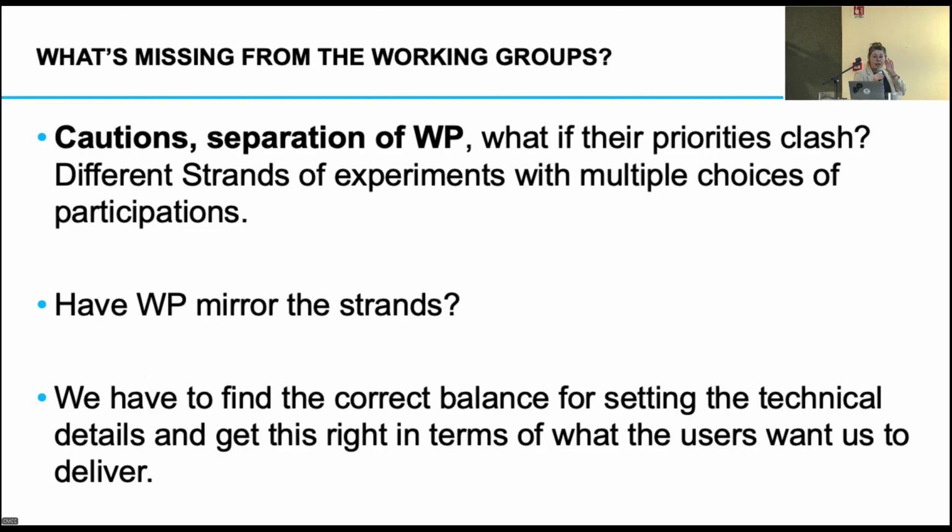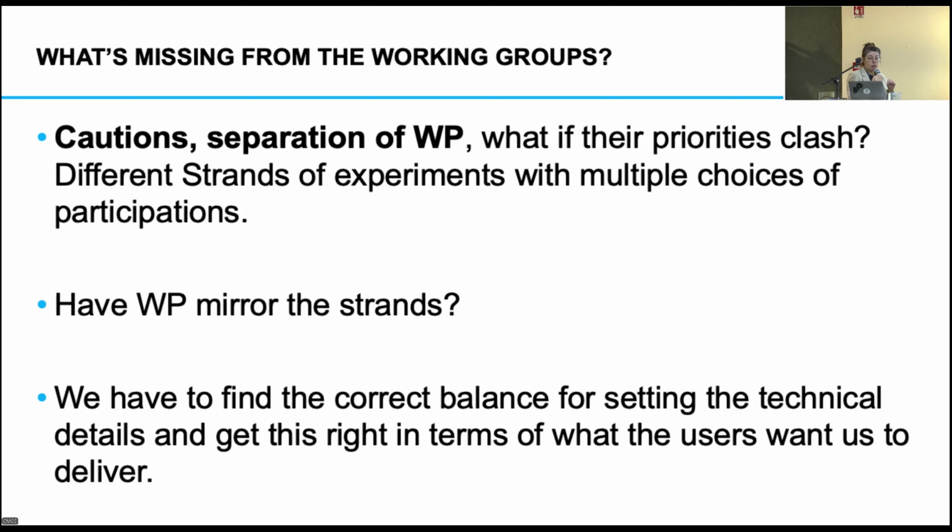The other thing we discussed is that me and Jason had an aspiration for setting up these working groups, but are we actually missing something? Should they be divided differently? And one thing was that we have to be cautious when we separate these work groups. What if they make decisions that clash with each other? How are we going to address that? I think this could potentially be addressed through different strands of experiments with multiple choices of participation. But in any case, we'll have to think about that very carefully before we form these working groups.